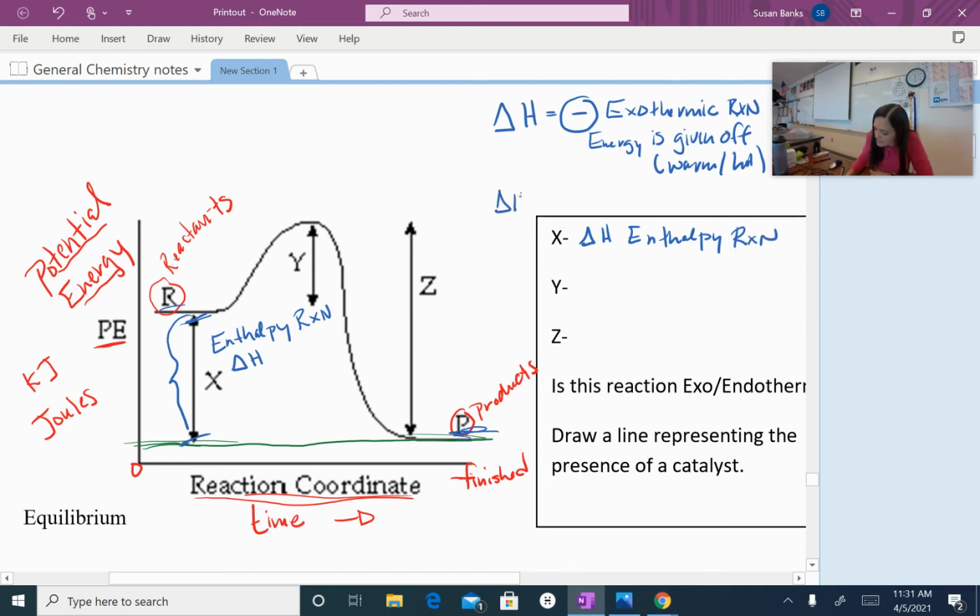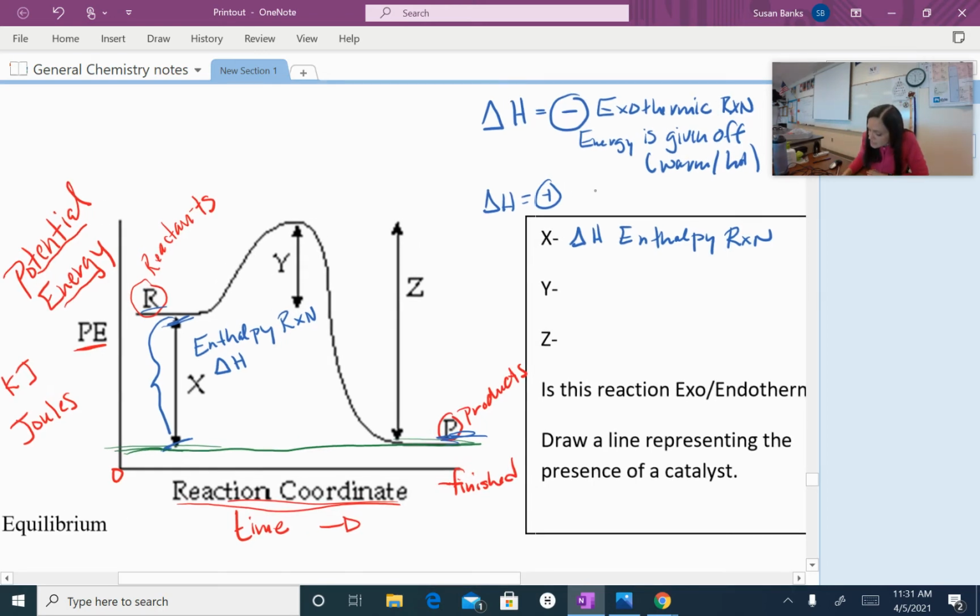Now let's think about this. What if delta H is positive? What if my products have more energy than my reactants? I have to put energy in to get to those products. I have an energy hill to climb. That means that this is an endothermic reaction.